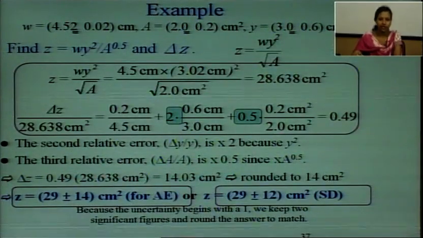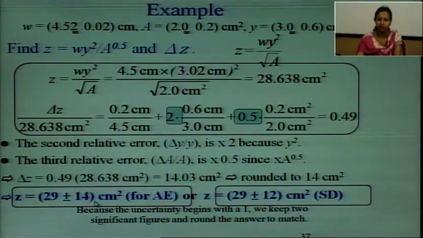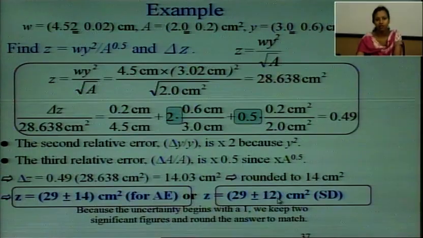This is one numerical related with these formulas: Z is equal to w y squared divided by a to the half. So we need to calculate the delta Z. We know delta Z upon Z is equal to delta w upon w plus 2 into delta y upon y plus half into delta a upon a. After calculating all these things, with average error it is equal to 29 plus minus 14, but with the standard deviation it is equal to 29 plus minus 12.